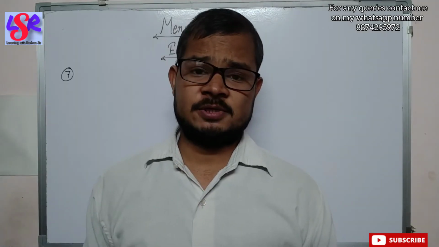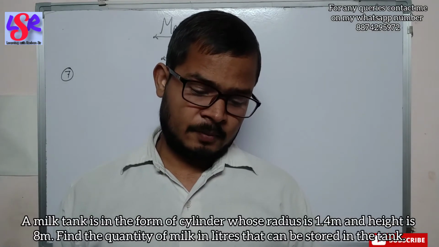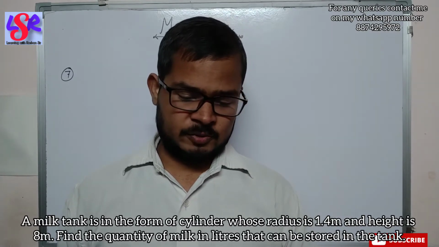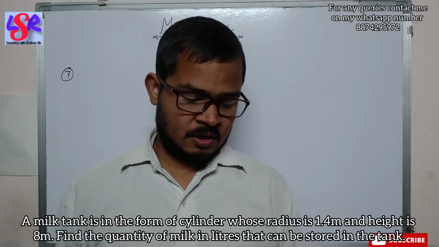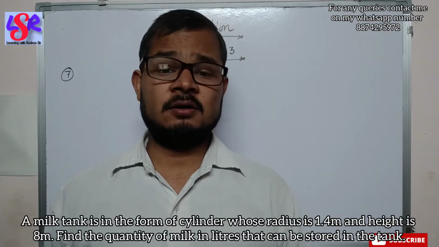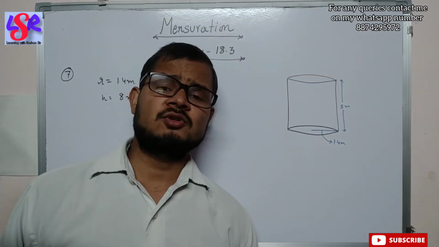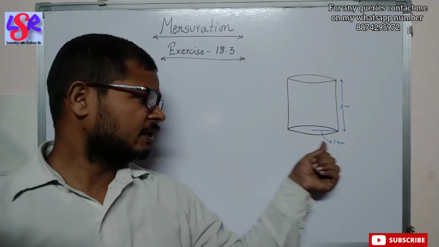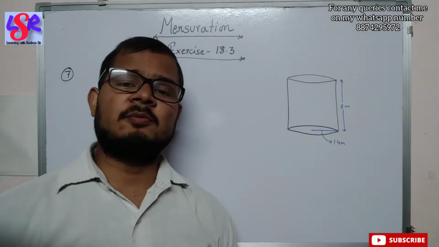Now let's see question number 7. Here we have a milk tank in the form of a cylinder whose radius is 1.4 meter and the height is 8 meter. Find the quantity of milk in liters that can be stored in the tank. Here in this question we have to find the quantity of the milk which can be contained in this container of the radius 1.4 meter and the height 8 meter.